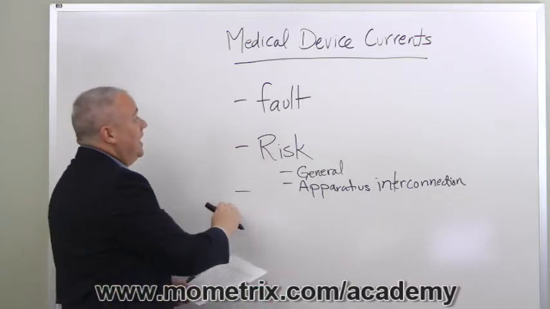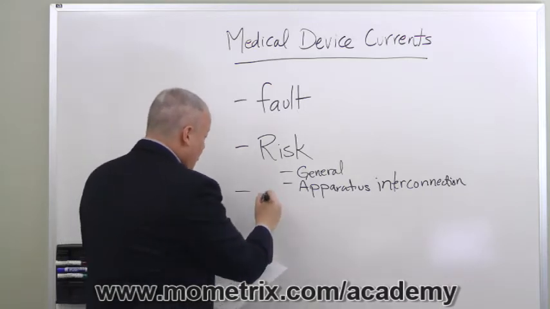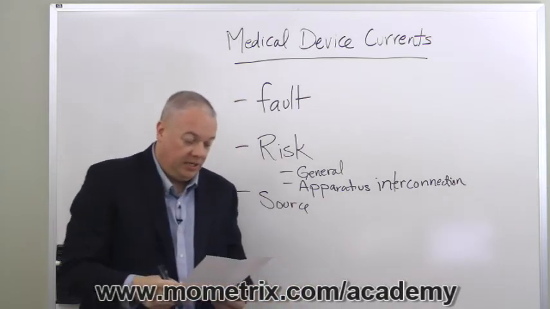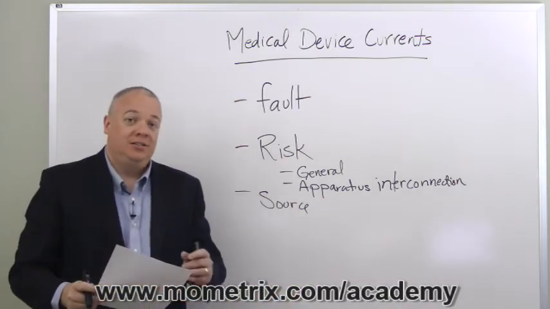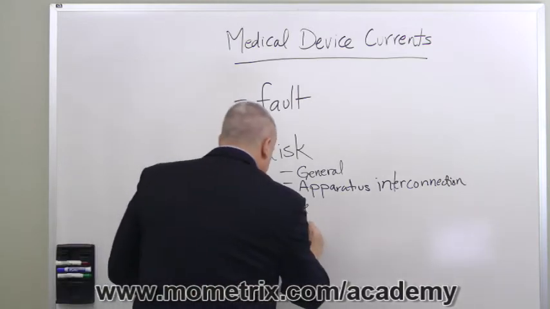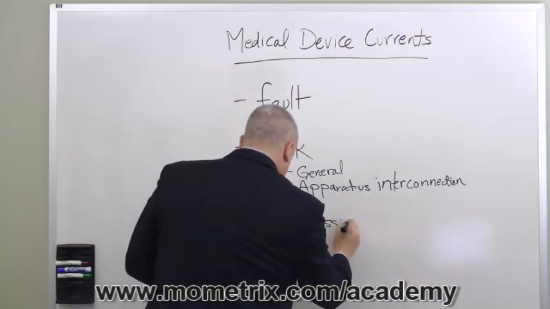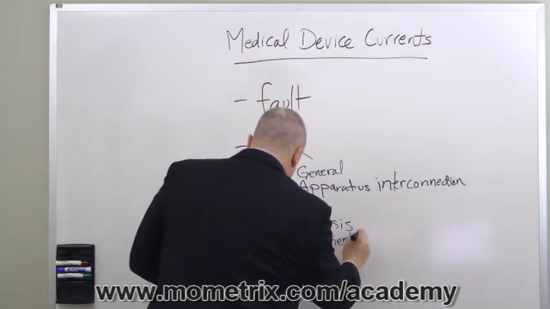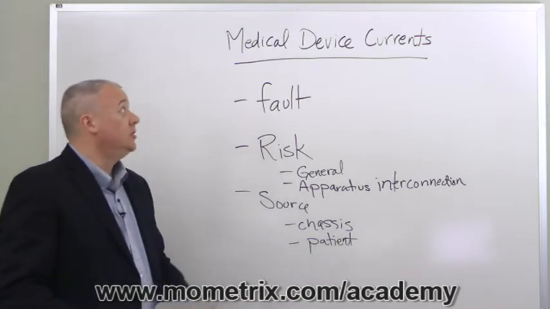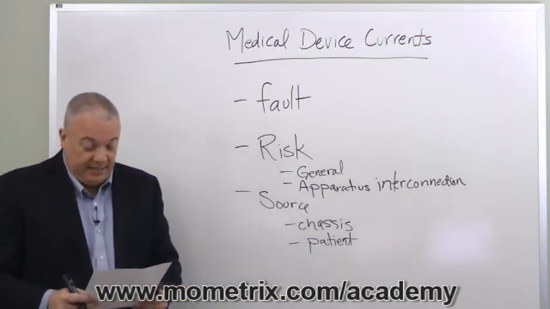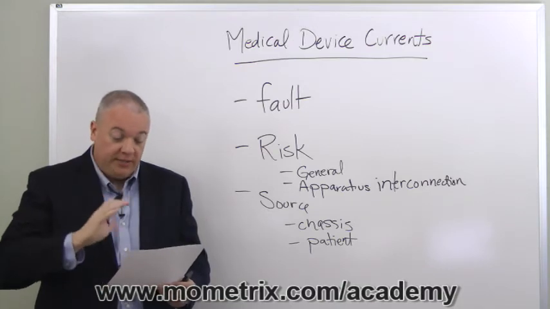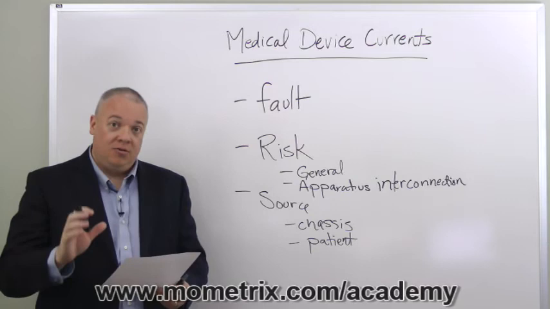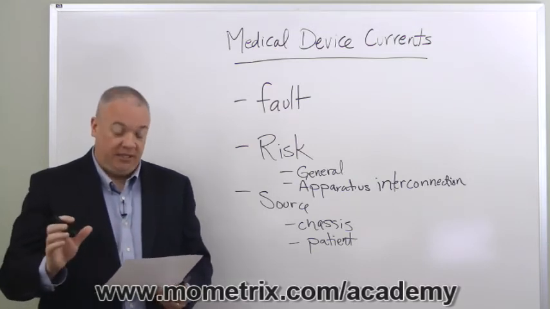And then finally, the last type of currents we want to talk about are source currents. And under here we want to think about 2 things. One is chassis, and secondly, patient. Under chassis source currents, what we mean by that is that energy current flows through the chassis of the device and is grounded. Current flows through the chassis of the device and is grounded.